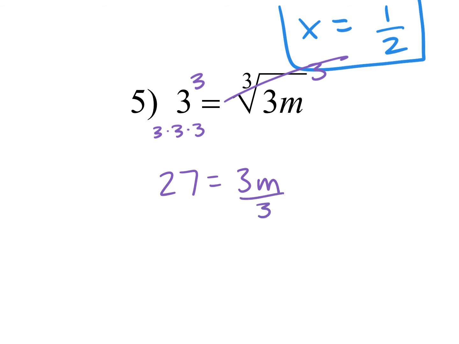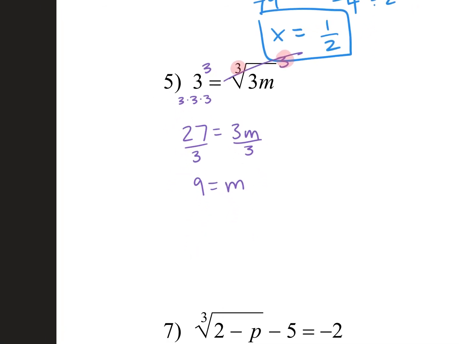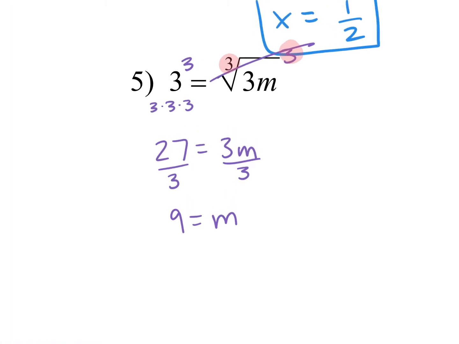Divide by 3. So what's 27 divided by 3? So 9 is equal to m. You could also write m is equal to 9. The order doesn't matter. To get rid of the 3, it cancels when we cube it. Because if it was just a regular square root, we would square both sides. Yes. Any other questions here?